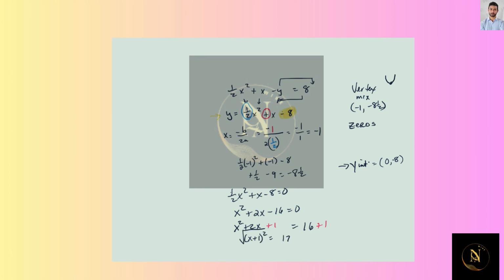Now I can square root both sides. That's going to give me x plus 1 equals plus or minus the square root of 17. So my zeros are going to be negative 1 plus or minus the square root of 17.